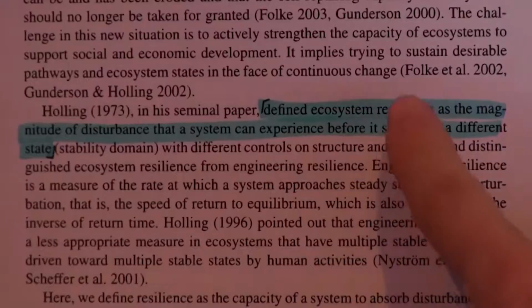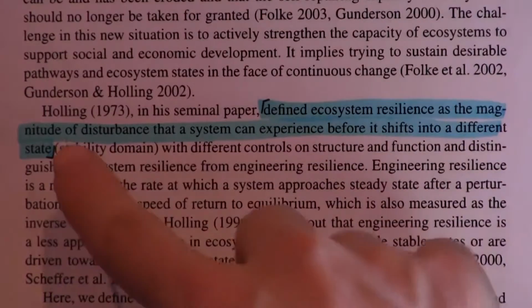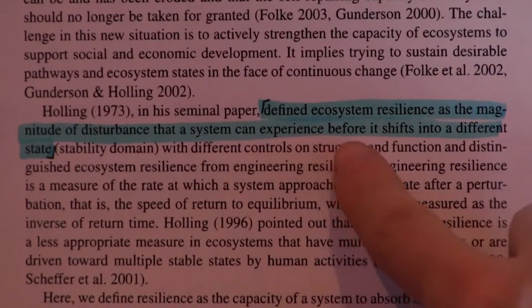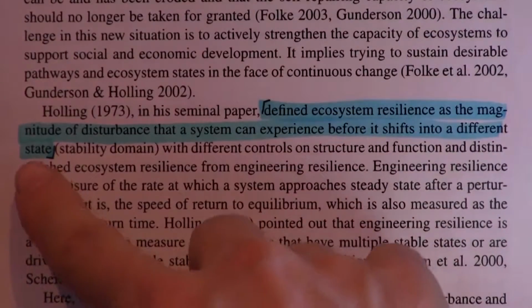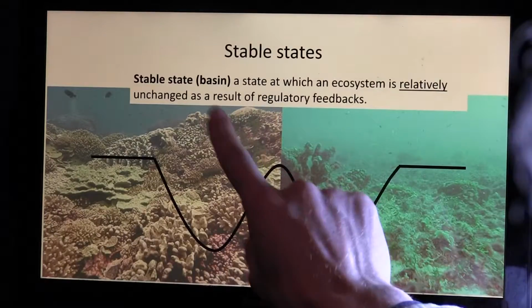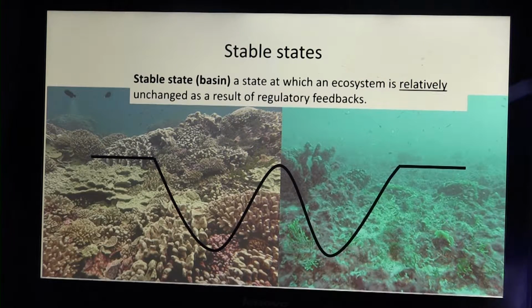More specifically, resilience is defined as the magnitude of a disturbance that a system can experience before it shifts into a different state. So what do I mean by a different state? Well, take a look at this coral reef. This is a picture of two possible states of a reef. These basins here, they represent the two states.